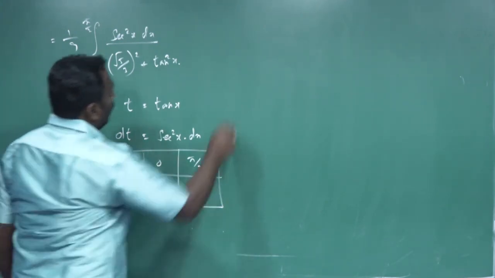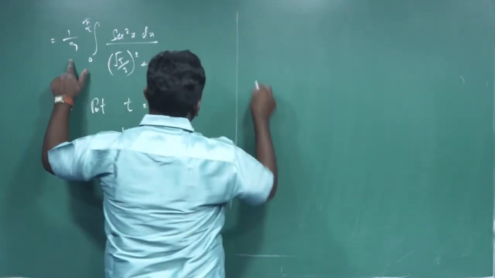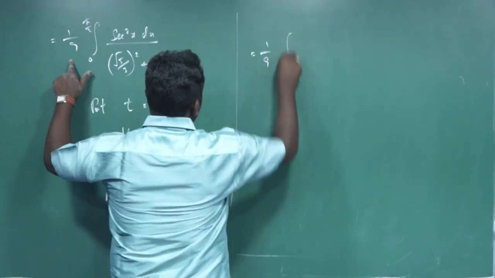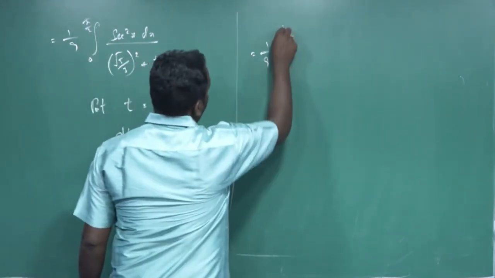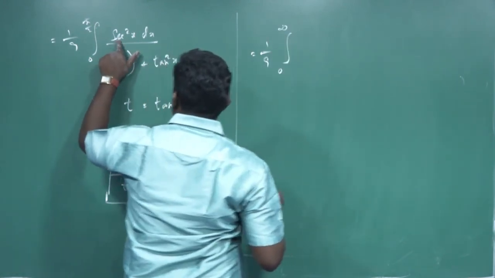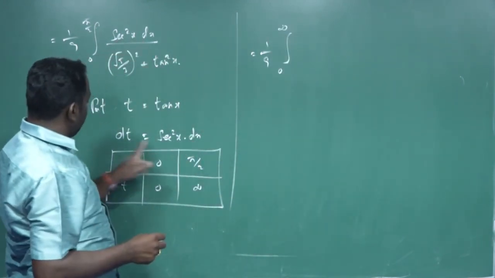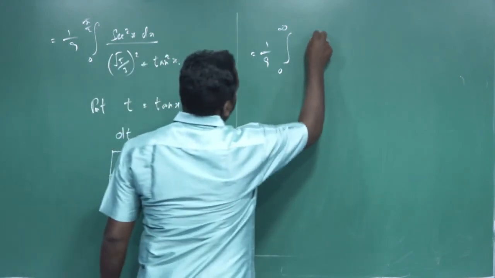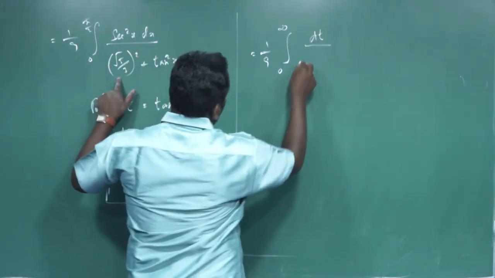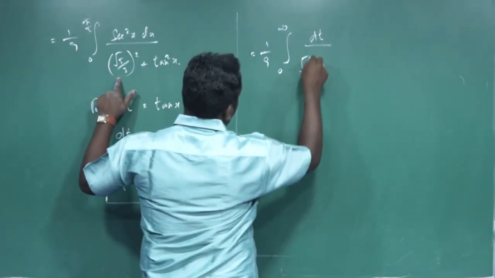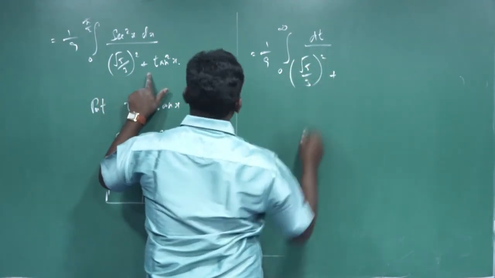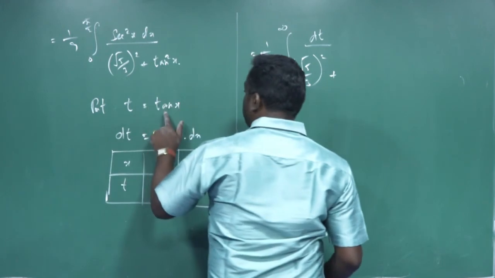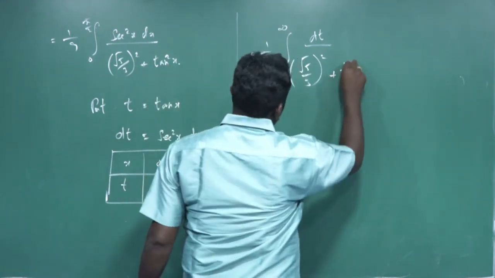Now the next line: this equation is equal to 1 by 9 integral, instead of 0 to 90, we can write 0 to infinity. Secant square x dx is replaced by dt, so it is dt by root 5 by 3 whole square plus tan x, that is t square. It is simply t square.